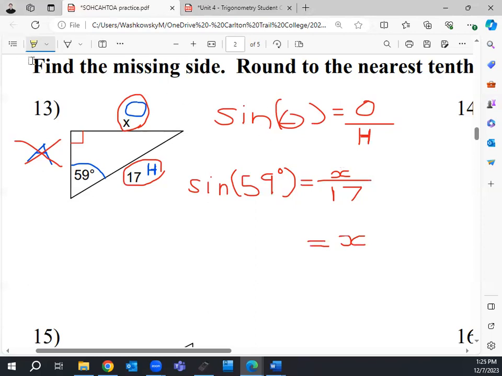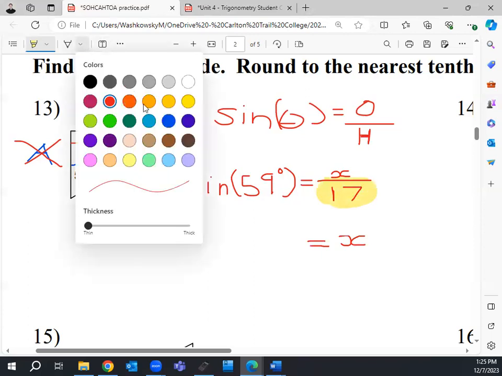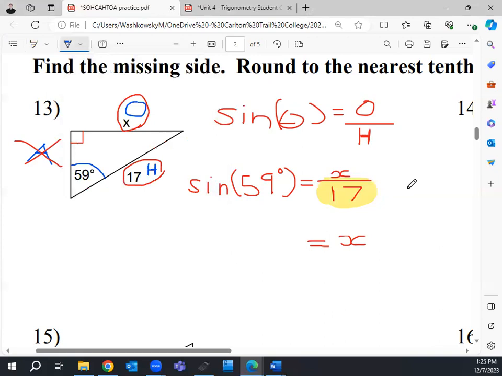Like I'm looking at this line right here specifically. Yeah, the 17's the issue, right? X isn't by itself. X is stuck with this 17. So I need to get rid of that 17. So how do I do that? So right now, X is being divided by 17.